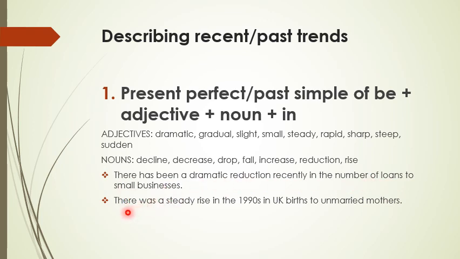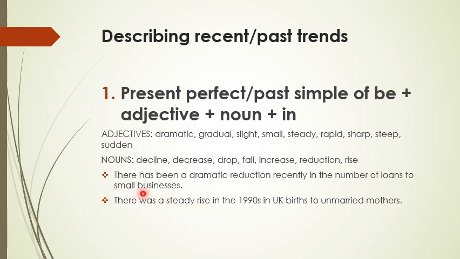The other sentence says, there was, which is the past simple, not the present perfect. The past simple, there was a steady rise. Steady is the adjective. Rise is the noun. In the 1990s, in the UK, birth of unmarried mothers.